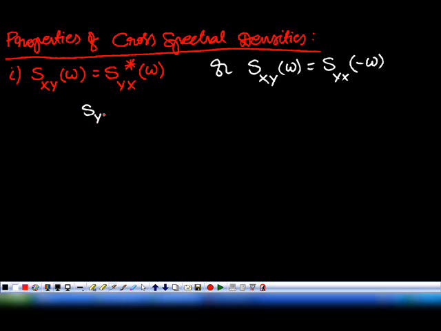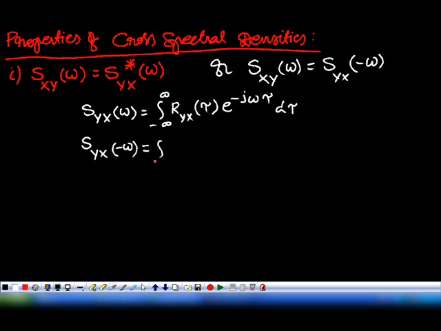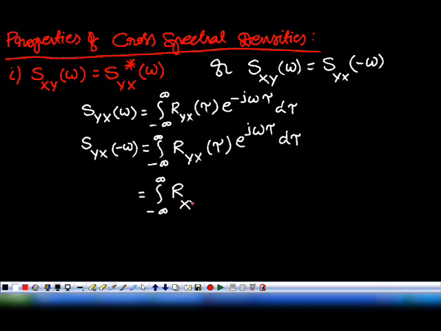So what is Syx of omega? This can be written as the integral from minus infinity to plus infinity of Ryx of tau e power minus j omega tau d tau. So Syx of minus omega is equivalent to the integral from minus infinity to plus infinity of Ryx of tau e power j omega tau d tau. Simply replace omega with minus omega on both sides. Now Ryx of tau can be written as Rxy of minus tau.